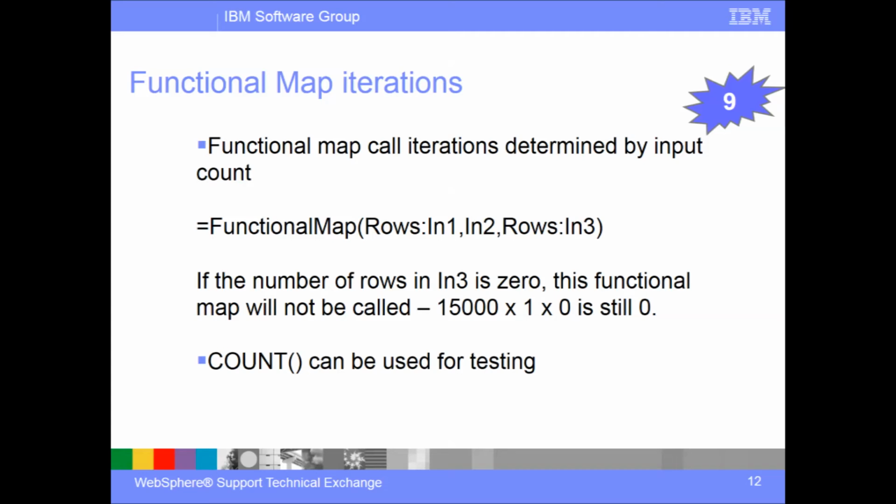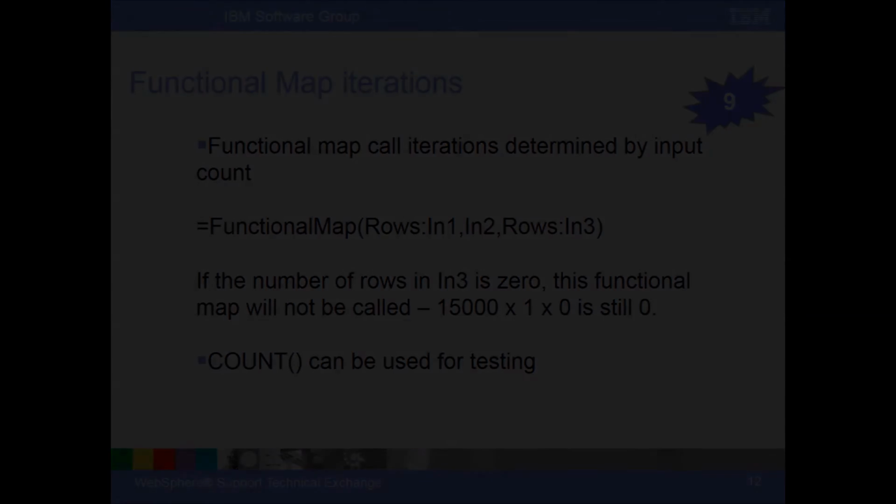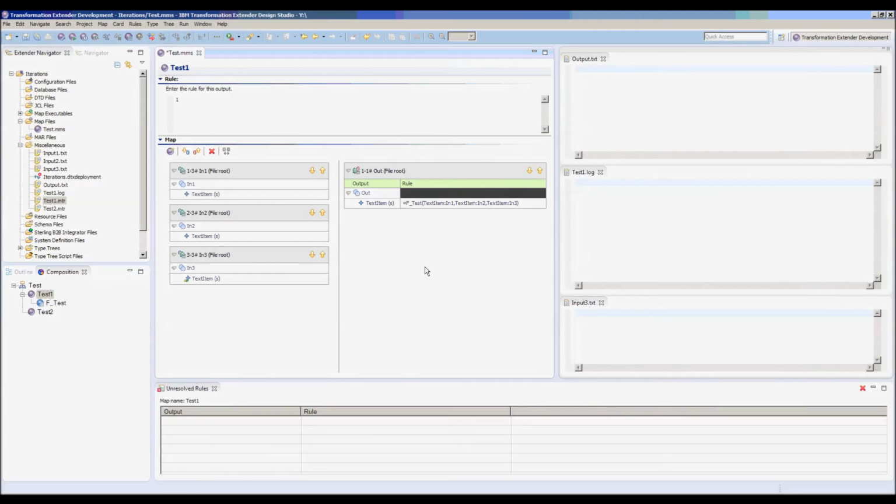In the functional map call listed on the slide, if the number of rows in in3 is 0, this functional map will not be called, because 15,000 times 1 times 0 is still 0. Use the count function on each of these arguments to check for items that have a 0 count, which are preventing your functional map from execution. Let's have a demonstration of that count technique.